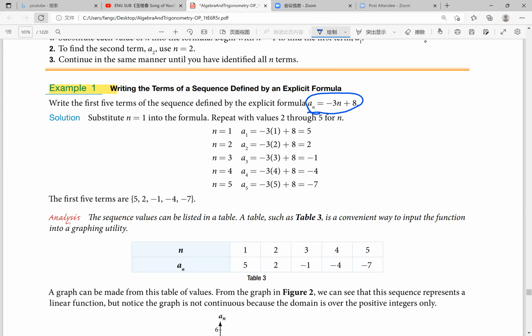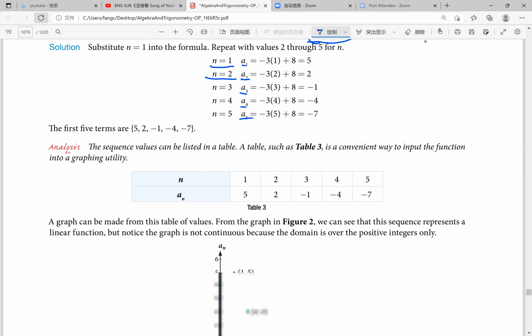So now n defines the position of the term in the sequence. When n equals 1, a1 is the first term of the sequence. So a1 equals -3 times 1 plus 8, which is 5. When n equals 2, we have the second term of the sequence, equals -3 times 2 plus 8, which equals 2. So continuing, we can find a3, a4, and a5. It's very easy. So next question.